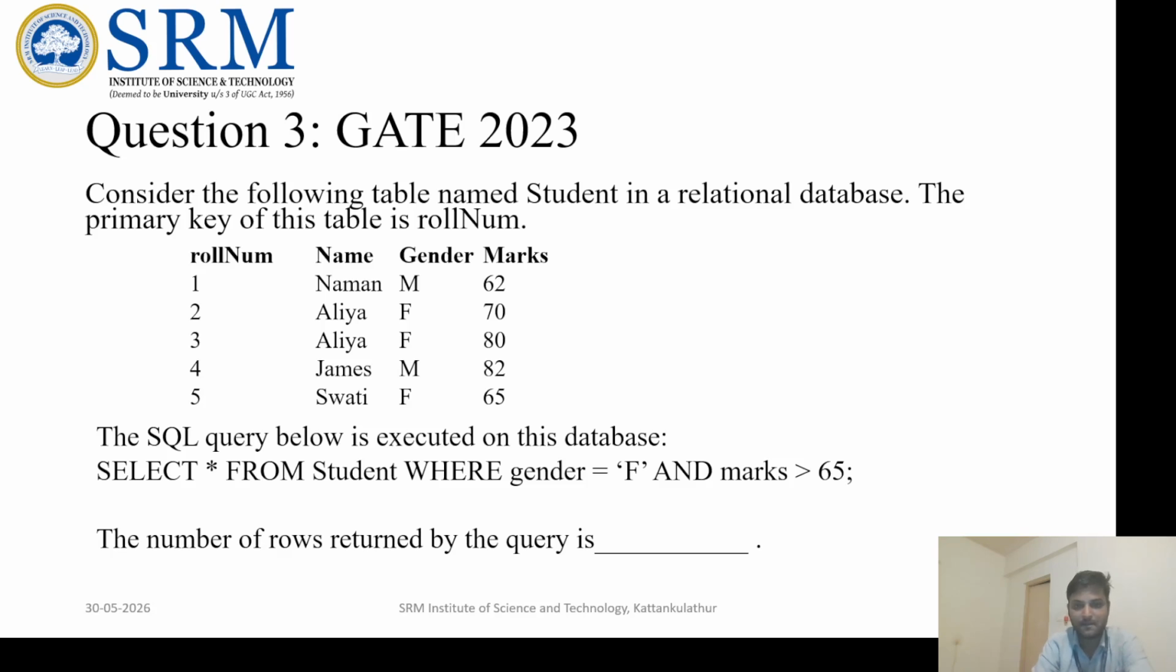Obviously it is an easy question. We have to consider the marks first, which must be greater than 65, and gender is F. There are gender F entries in this row and this row, so three entries are there, and one of them has marks exactly 65. So marks greater than 65 refer to this row and this row. So these two rows will be returned, and the answer will be 2.